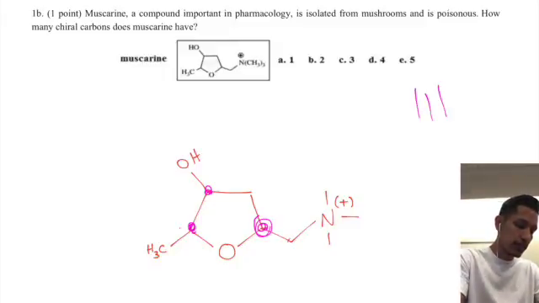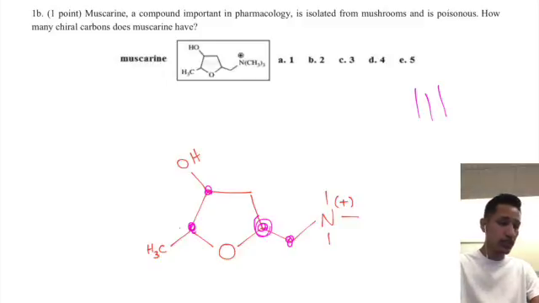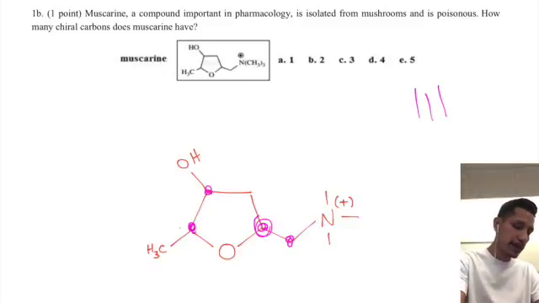Okay, and so now let's go ahead and take a look at this guy. It's a CH2, has 2 hydrogens, so that is not a chirocarbon. And so our answer would be 3.